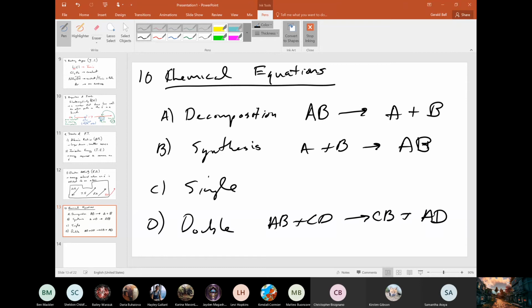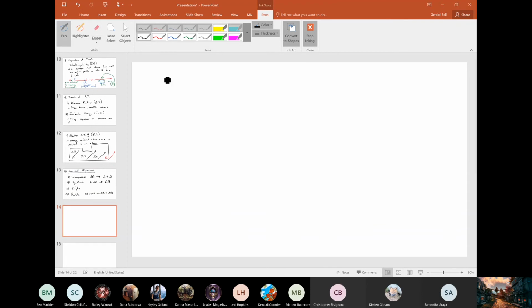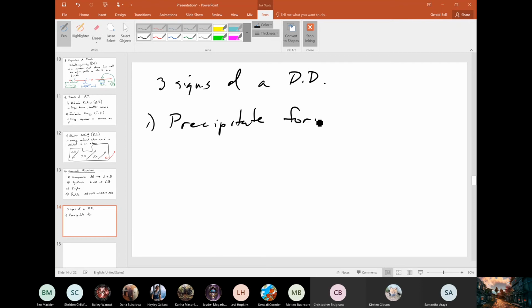So we do have some rules here we need to follow, or signs, I guess, of a double displacement. So 3 signs of a double displacement. The first one was a precipitate forms. So let's see. We've got lead nitrate, all nitrates are aqueous, plus sodium iodide.